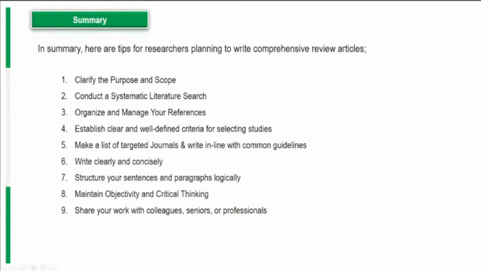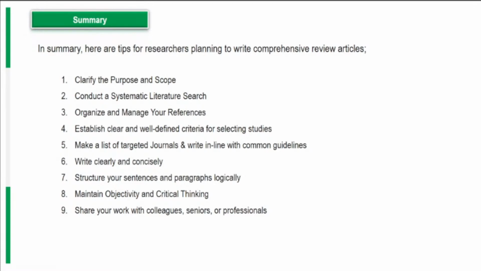So, in summary, a researcher planning to write a comprehensive review, you must clarify the purpose and your scope. Without that, your review is shaky. Conduct a systematic literature search that is keyword based and research objective based. Organization and management of your references is very important. You have to establish clearly and define the criteria for selecting your studies.